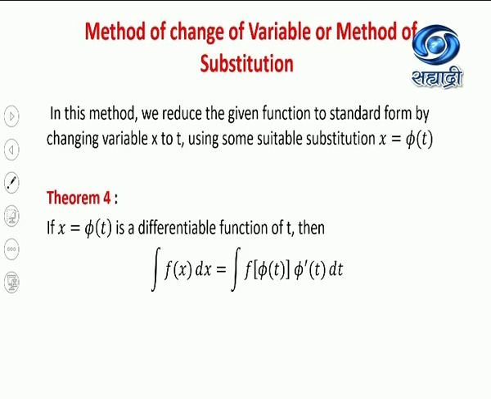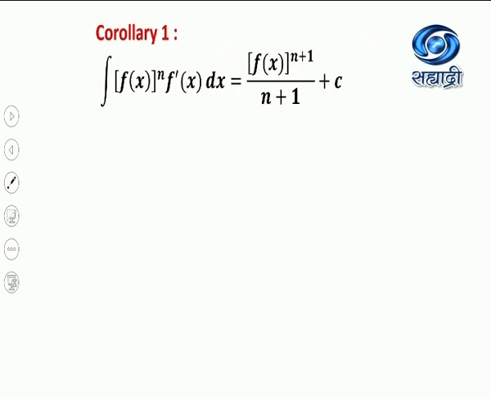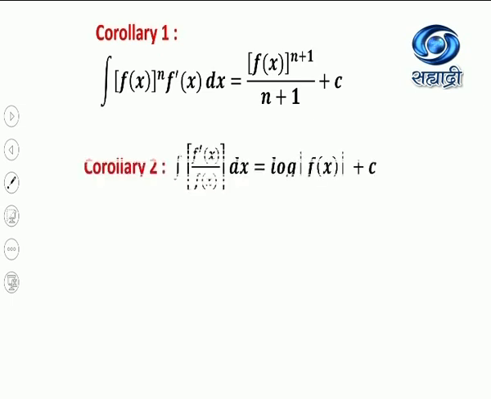So students, we will find a suitable substitution for the function and integrate it so that we obtain the proper answer. Let us see some corollaries. Integration f of x raised to n into f dash of x dx is equal to f of x raised to n plus 1 upon n plus 1 plus c. Here there is a function raised to n and then the derivative of that same function is there. So the answer will be f of x raised to n plus 1 upon n plus 1 plus c.